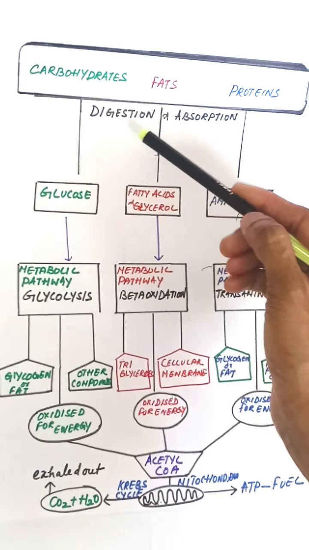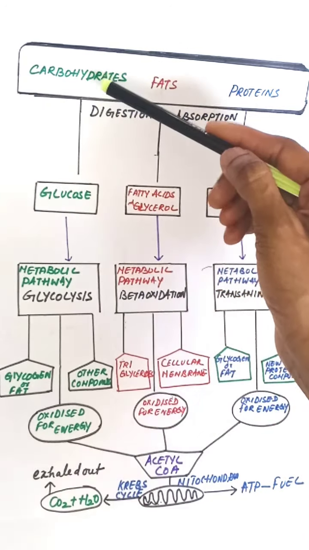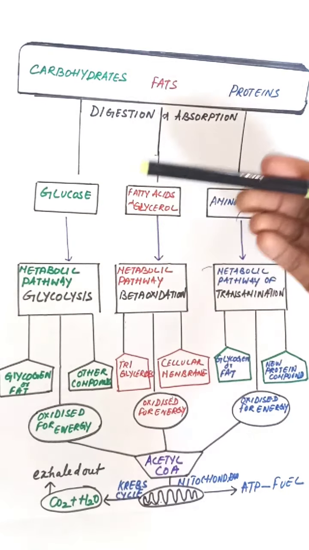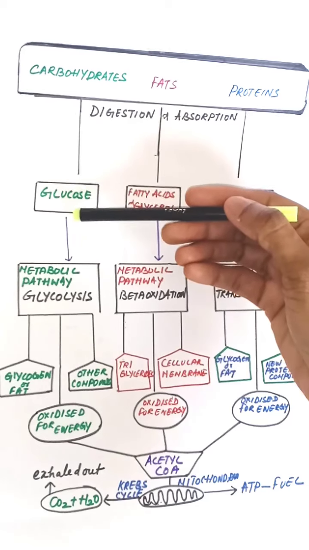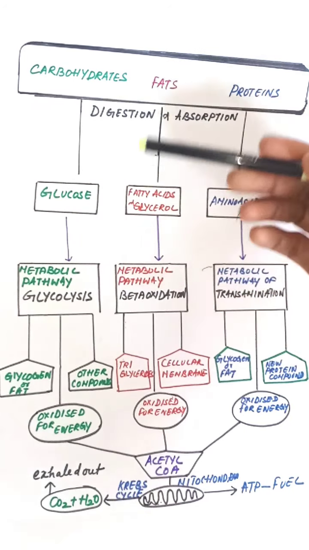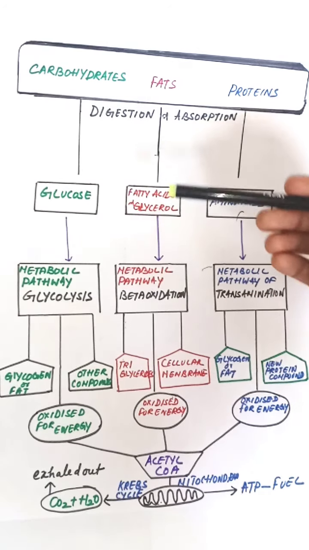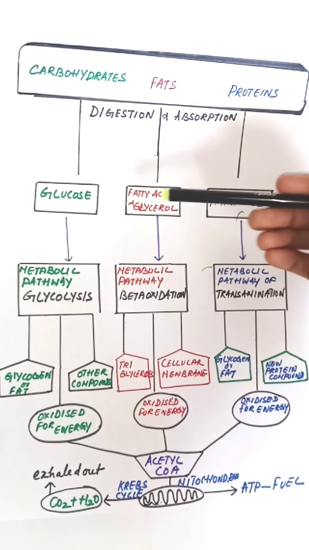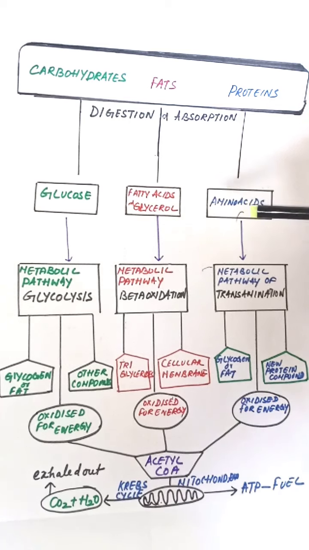After digestion, the carbohydrate has to undergo several enzymatic steps, and they get converted into glucose. In the same way, fats, after the process of metabolism, get converted to fatty acids and glycerol. Proteins are converted to amino acids.